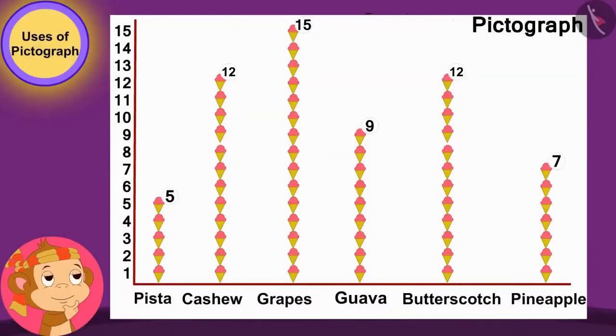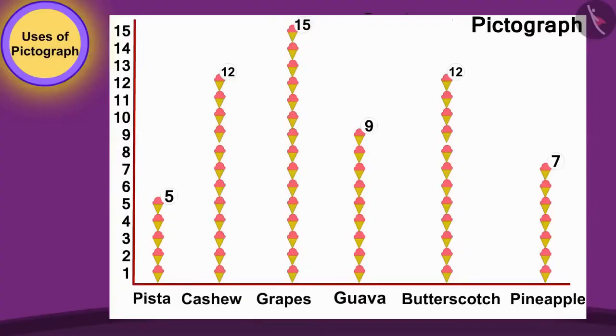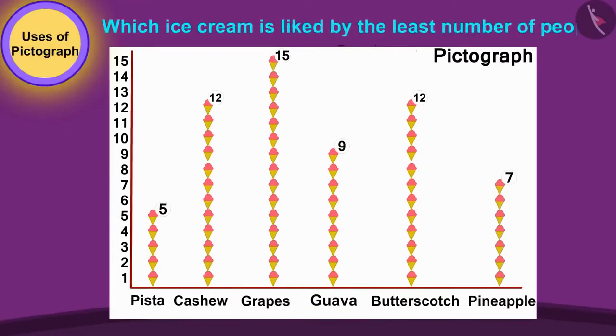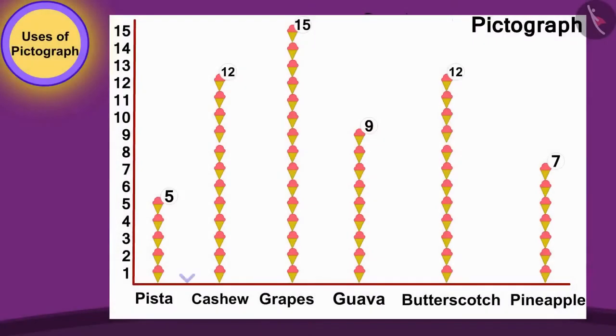Now, finally, Babban thought by looking at the pictograph, the number of people who like this ice cream is the least. Children, can you tell which ice cream is liked by the least number of people? The line of pista ice cream is the smallest in height. Therefore, the number of people who like pista ice cream is the least.